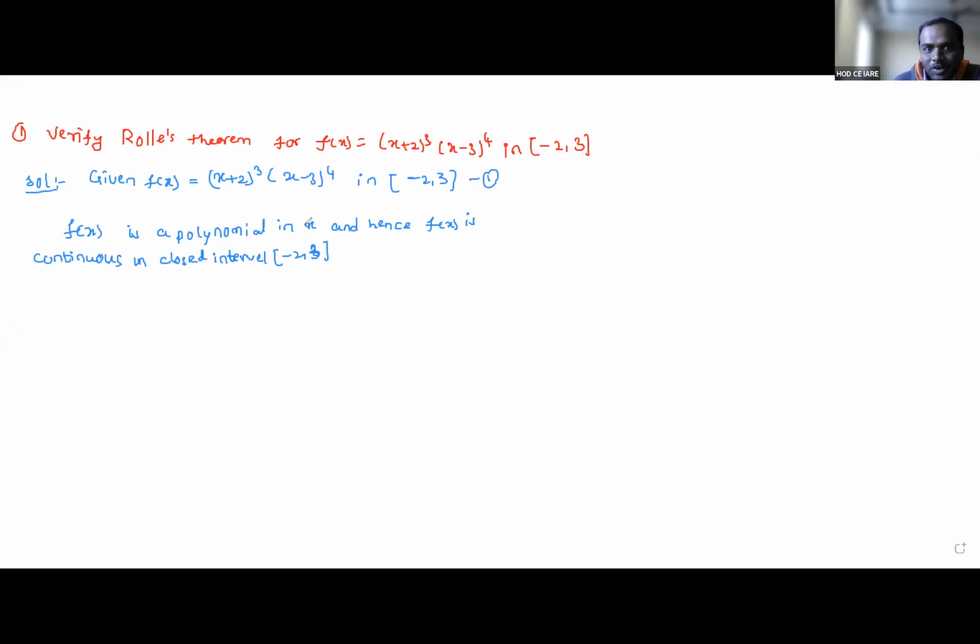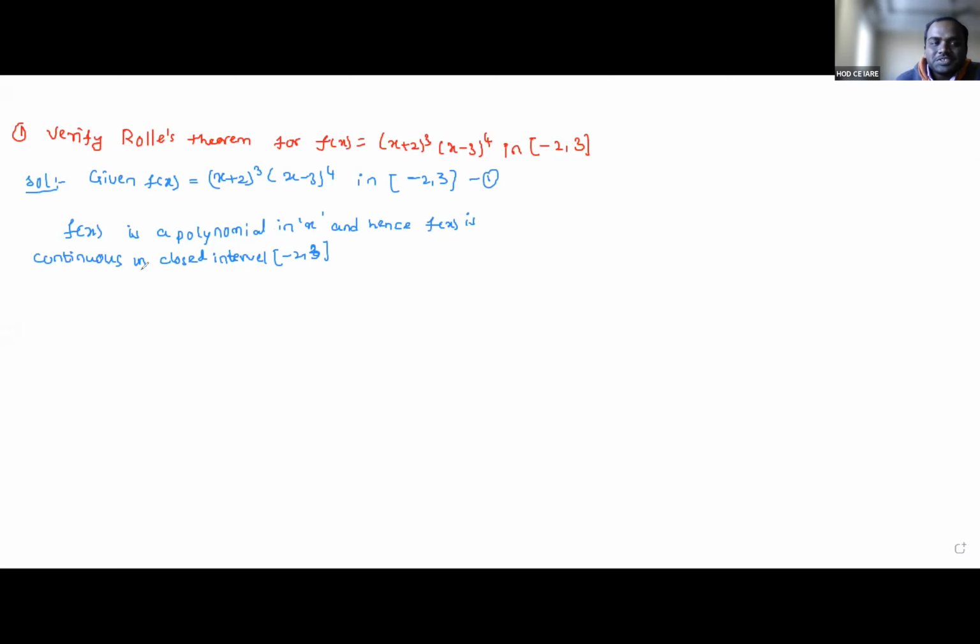f of x is a polynomial. Here f of x is a polynomial in x. We write polynomials only with x terms. So since it is a polynomial, an algebraic expression, it is a continuous function in the interval of minus 2 comma 3.